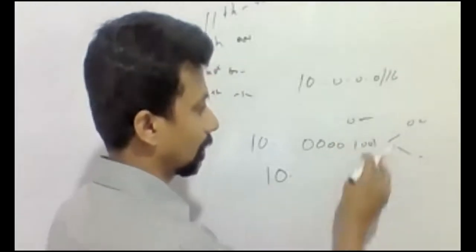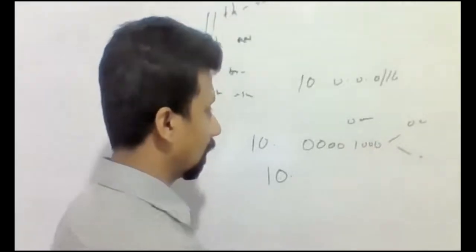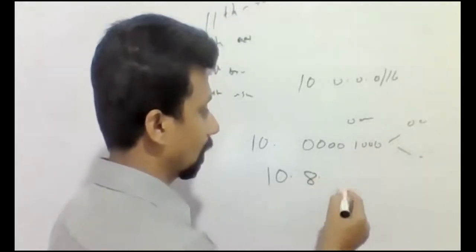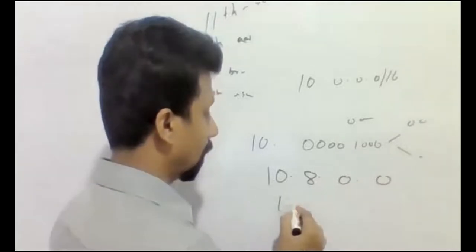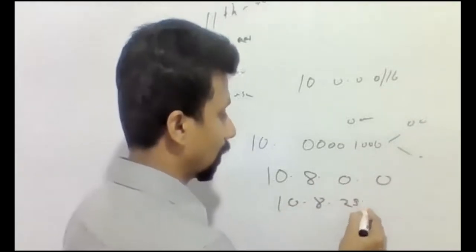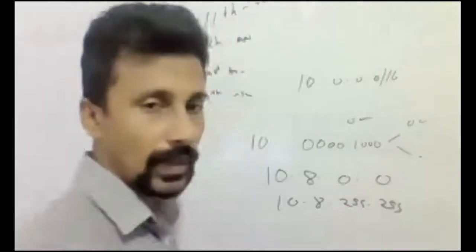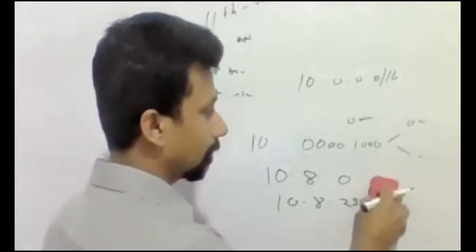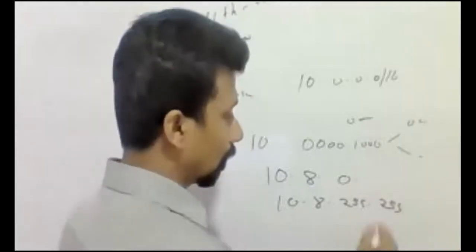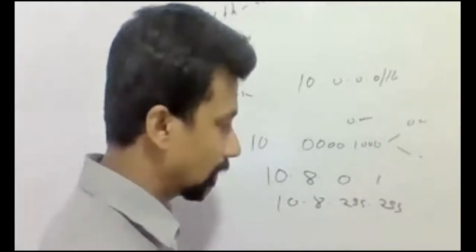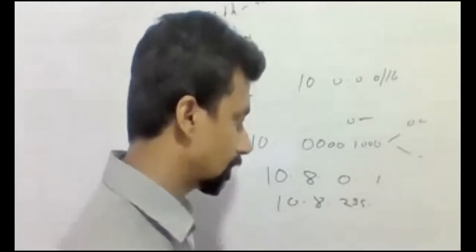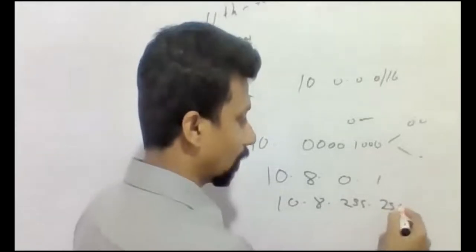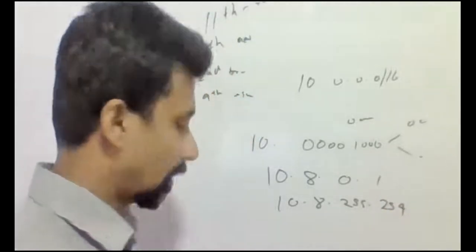Sorry, it should be 8. So 8.0.0 to 10.8.255.255. But when it is usable, this 0 becomes 1, and this 255 becomes 254. This is the range of the 9th.